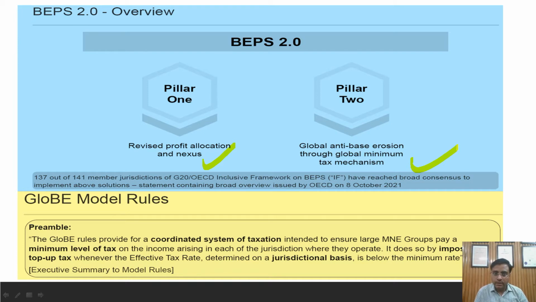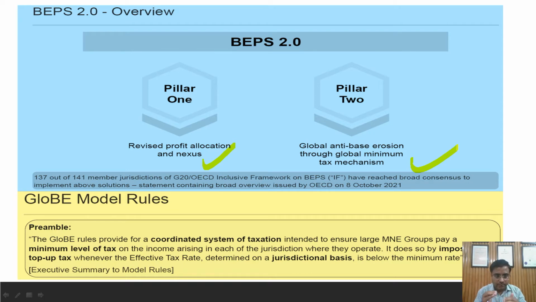So what is GLOBE? GLOBE is Global Anti-Base Erosion taxation. The preamble says that the GLOBE rules provide for a coordinated system of taxation intended to ensure large MNE groups pay a minimum level of tax, and do not enjoy profit shifted to tax haven countries. You need to pay a minimum level of tax on the income arising in each jurisdiction where they operate, where the actual business substance is. It does so by imposing a top-up tax. That is top-up over and above.